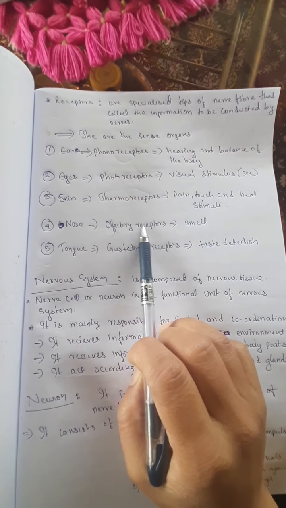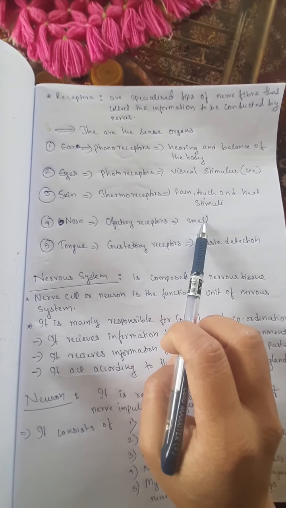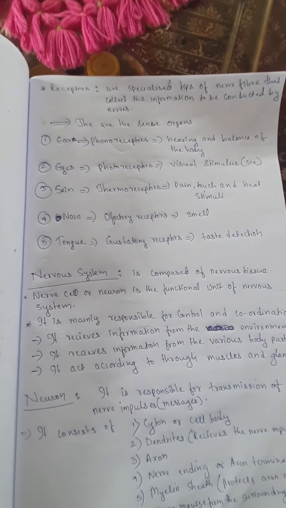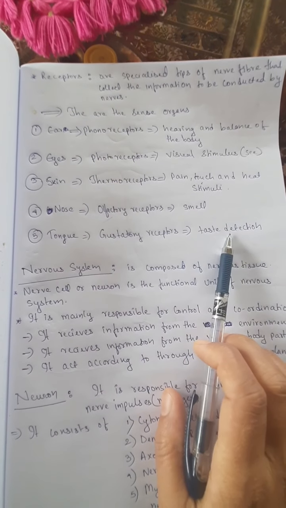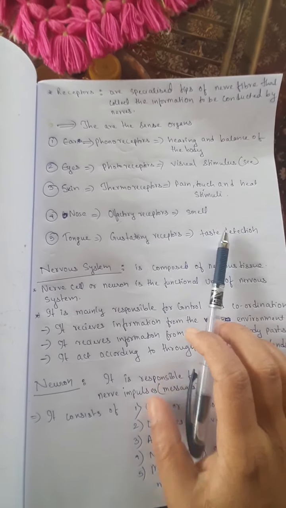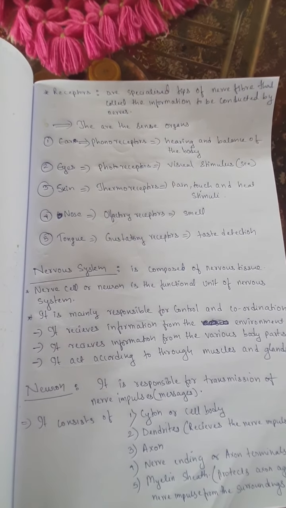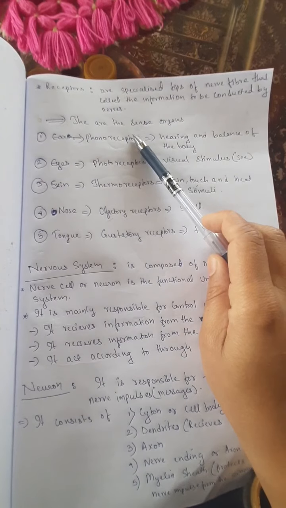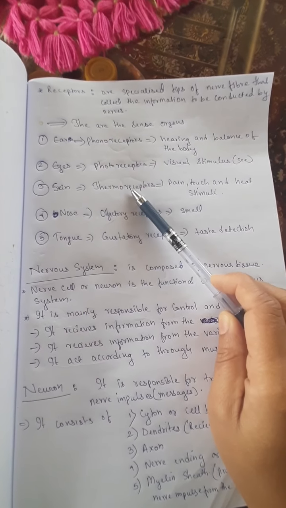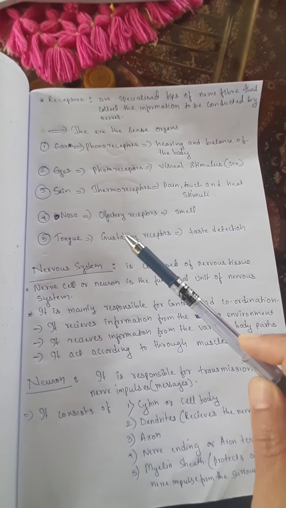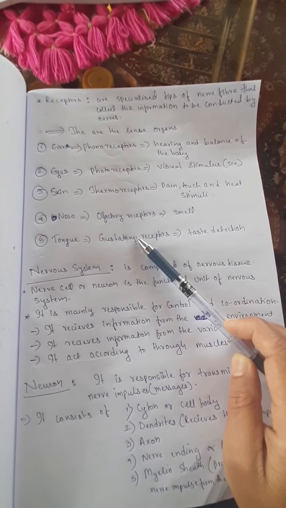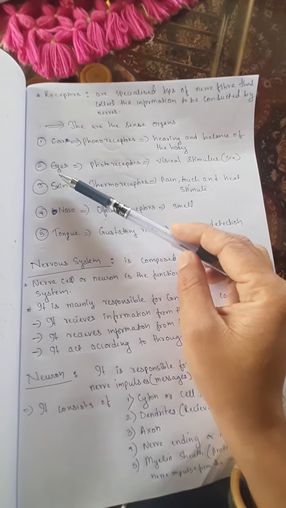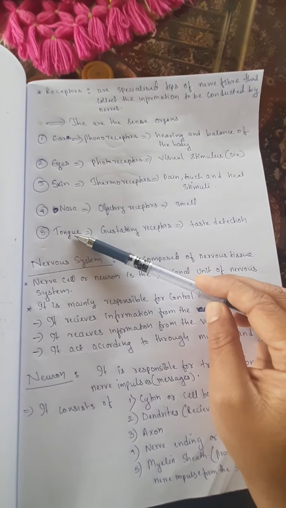Now, olfactory receptors are in the nose, which help us to detect smell. And lastly, gustatory receptors are found in the tongue, which help to detect taste. Now, don't forget that there are 5 types of receptors present in our body, and they are phonoreceptors, photoreceptors, thermoreceptors, olfactory receptors, and gustatory receptors. And they are present in these organs: ear, eyes, skin, nose, and tongue, respectively.